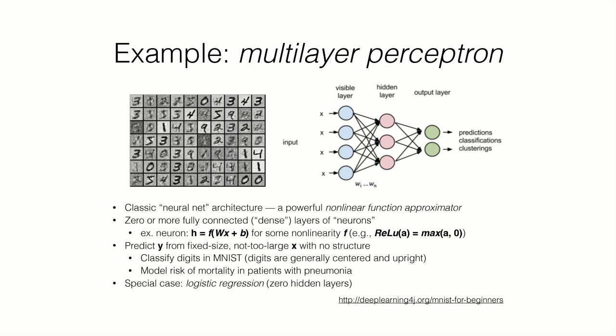You use it to predict some target Y from a fixed size, not too large, input X that doesn't have any kind of special structure that you want to exploit.